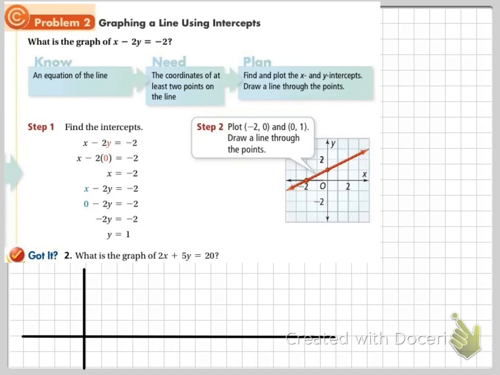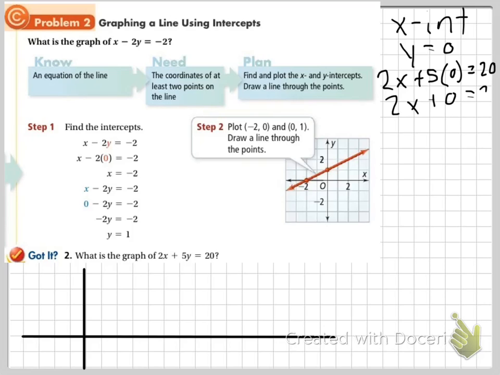So now let's actually take an equation and actually graph it instead of just sketching it. So I've got this equation down here, 2x plus 5y equals 20. And I'm going to figure out what my x-intercept is and my y-intercept is. So my x-intercept is when y equals 0. So I'm going to have 2x plus 5 times 0 equals 20. 2x plus 0 equals 20. So that's 2x equals 20. And if I divide by 2, I get that x equals 10. So my x-intercept is at 10.